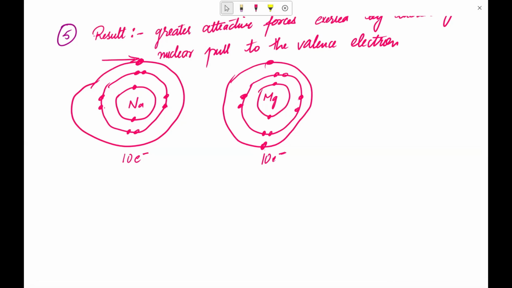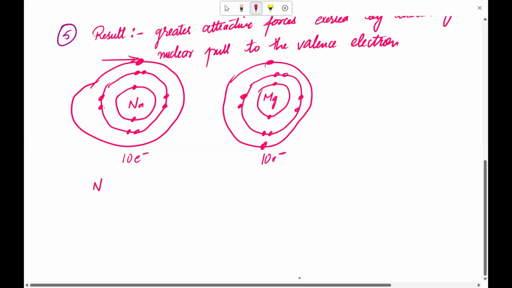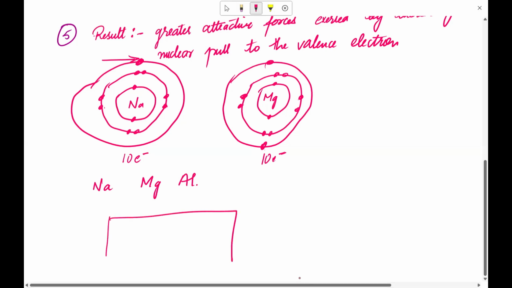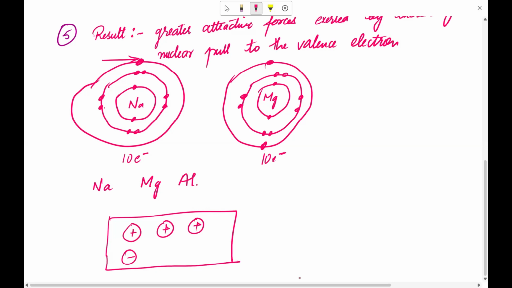Now, if we are going to draw the graph, first of all, I just want to discuss atomic radius. You know that sodium, magnesium, and even aluminium are basically metals. Metallic bond is something like this, which has positive charges, positive, positive, positive, and electrons would be there like this.